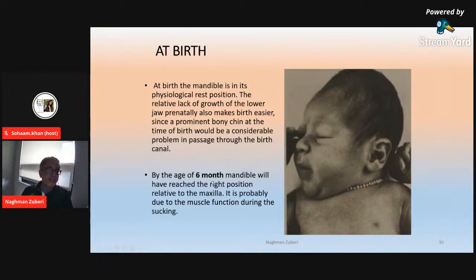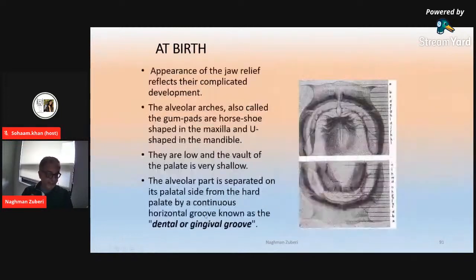By the age of 6 months, the mandible will have reached the right position relative to the maxilla postnatally. It is probably due to the muscle function during sucking. At birth, the appearance of the jaw relief reflects their complicated development. The alveolar arches, also called the gum pads, are horseshoe-shaped in the maxilla and U-shaped in the mandible. They are low and the vault of the palate is very shallow.